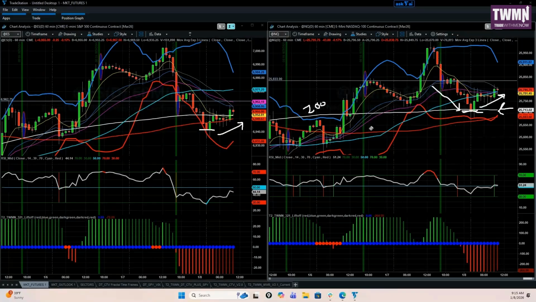The red one is right here. This is the 100. And then I've got the cyan one right here. That one is the 50. Now, those are the three long-term averages that I use. And these are all simples.